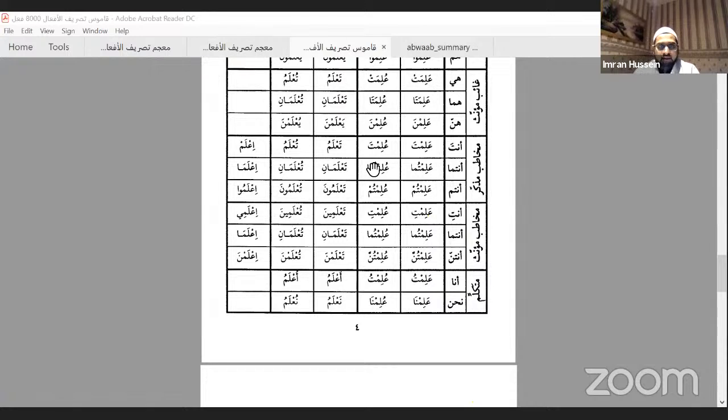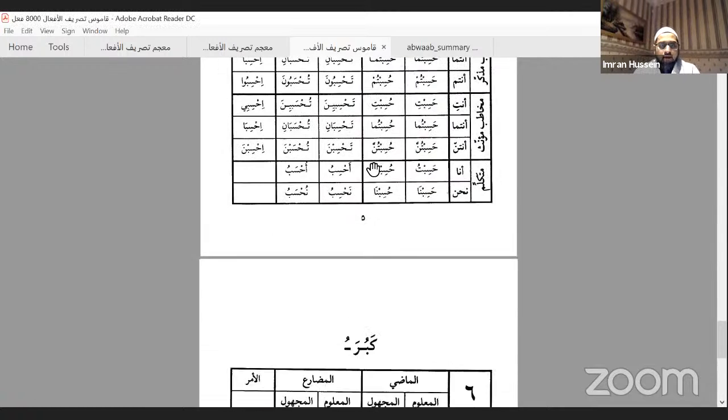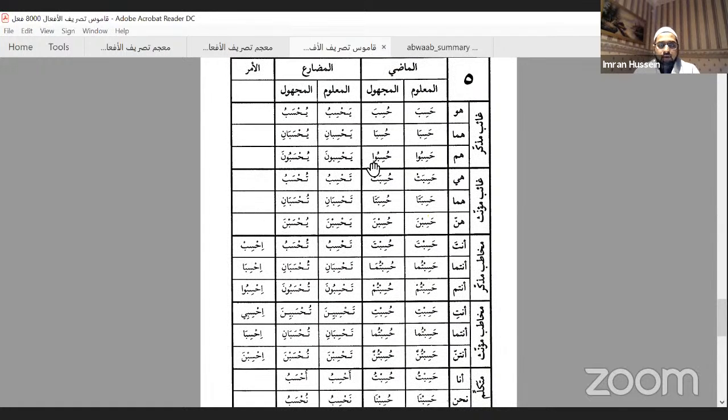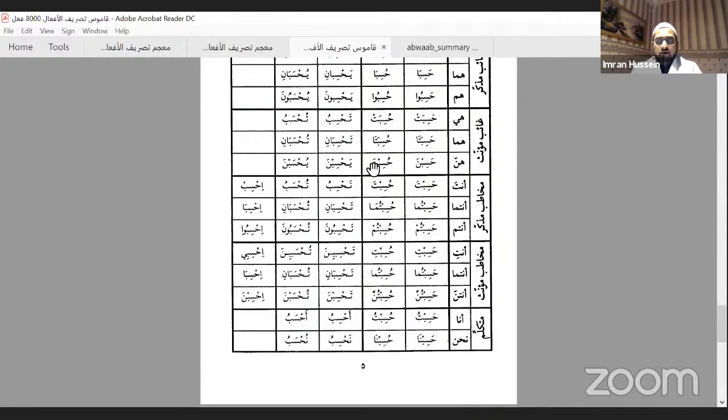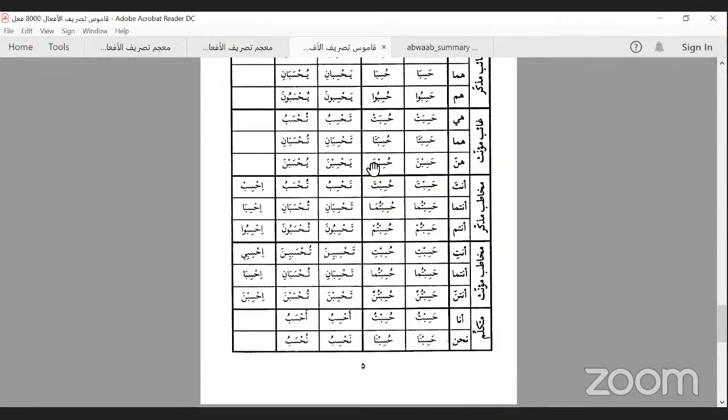Now I'm going to do one imperative and then I'm going to move on. For this verb here, hasiba yahsibu, what would be the imperative? We will take the fi'l mudhari ma'lum, second person. Since the third letter has a kasra, the hamzatul wasl will take a kasra, and dropping the ta and putting the hamzatul wasl with the kasra, it becomes ihsib, ihsiba, ihsibu.